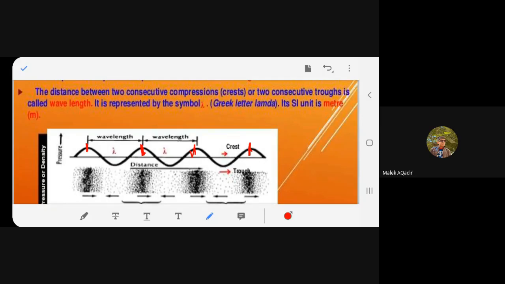Now, these are troughs. Let's take the bottom one. These are troughs. Can you see this? Got it now? So the distance between these two or these two, this is also lambda. Have you understood better? It's either the distance between crests or the distance between troughs, this is equal to wavelength and it is denoted by lambda. Any problem?